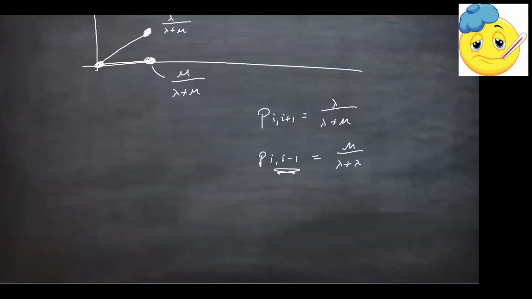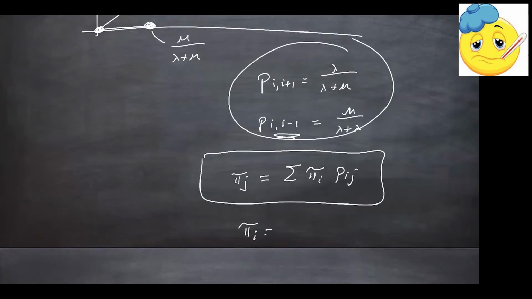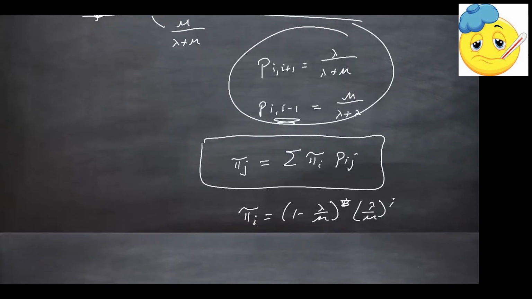So you just want to show that the stationary, you have a couple options. You could look at the stationary distribution. I would look at the stationary equation. I would plug these guys in. And I want to make sure that this holds when you use pi I is 1 minus lambda over mu times lambda over mu to the I. So it's just a matter of verifying this when you're using this for the pi's and these for the p's.